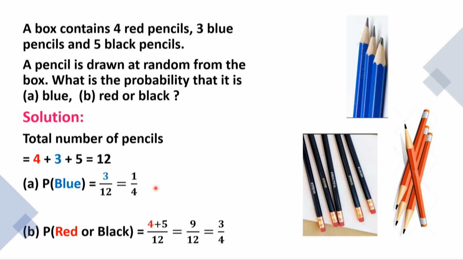Part B now, the probability of getting a red or black pencil. So, we have 4 red pencils and 5 black pencils. So, the probability of getting red or black will be 4 plus 5, that is 9, over the total number of possible outcomes, which is 12. 9 over 12, reducing to lowest terms, we get 3/4. So, the probability of getting a red or black pencil will be 3/4.